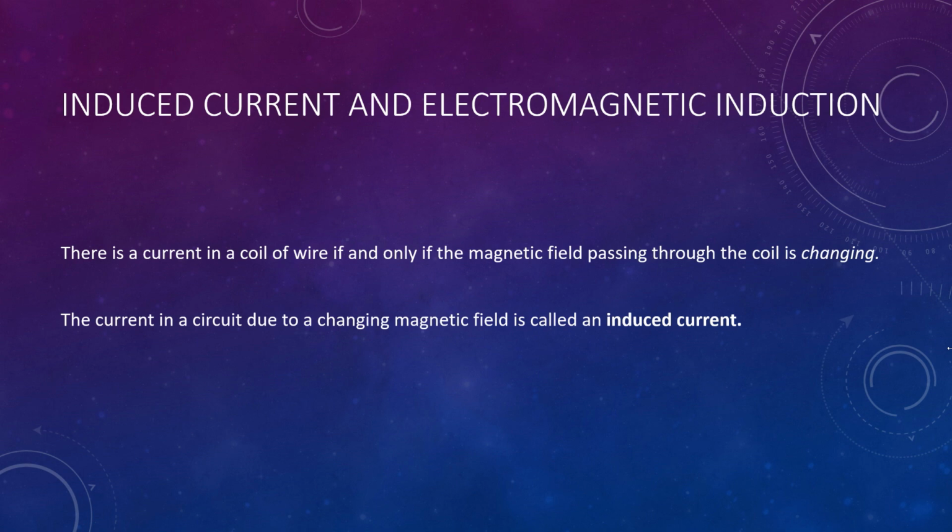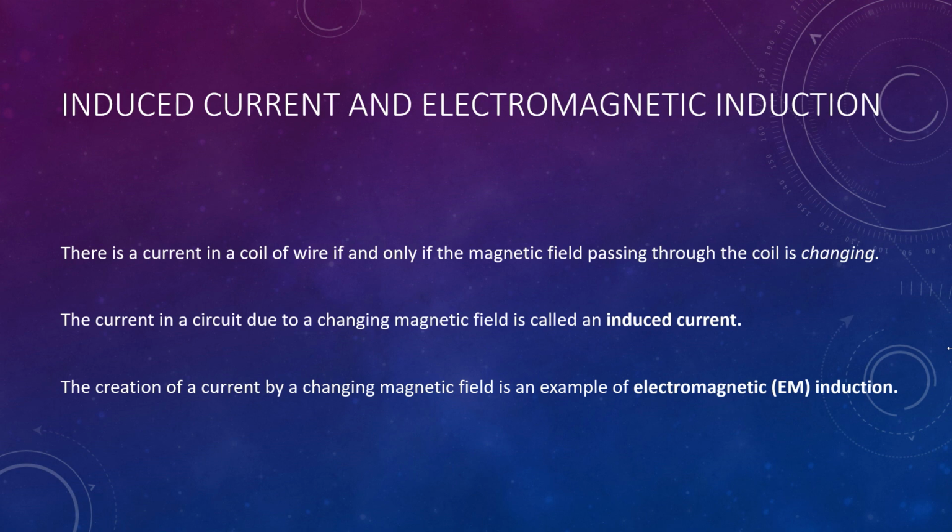Now this process has a specific name. The process of creating a current by a changing magnetic field is what we call electromagnetic, or EM, induction. So we are inducing an electromagnetic field, and as a result, we create an induced current in the circuit.